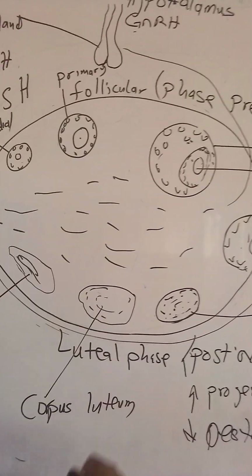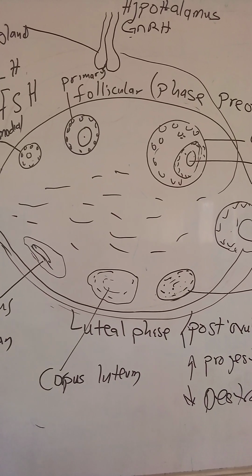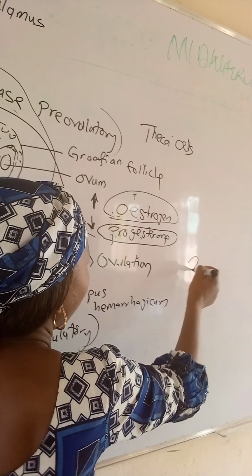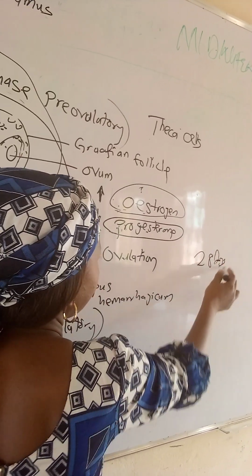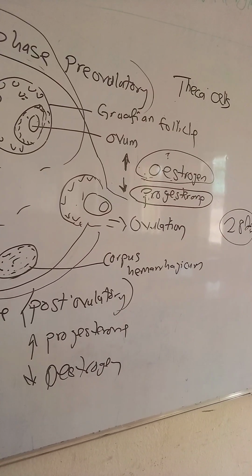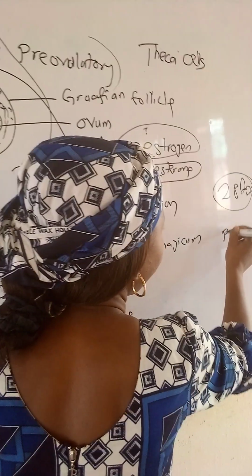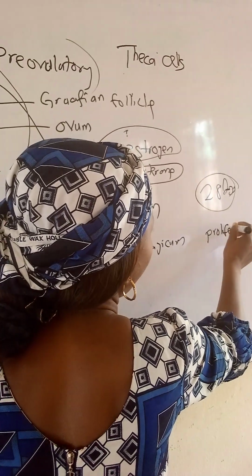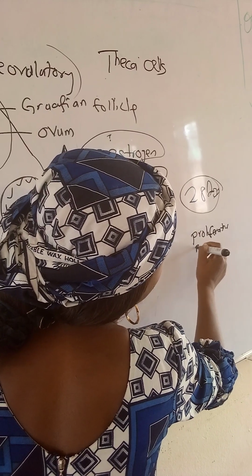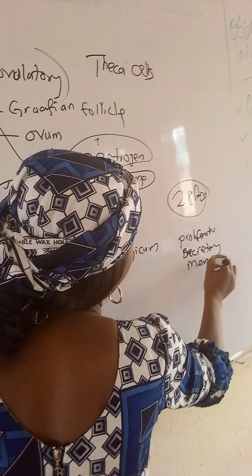Now looking at the menstrual cycle, which is a series of events that occur in the life of every woman, we said it takes place over a number of 28 days. That is the normal cycle. Okay, now the menstrual cycle is divided into the proliferative phase, the secretory phase, and the menstrual phase.